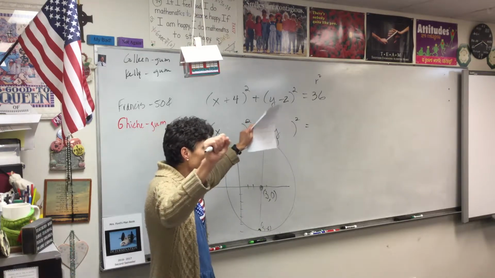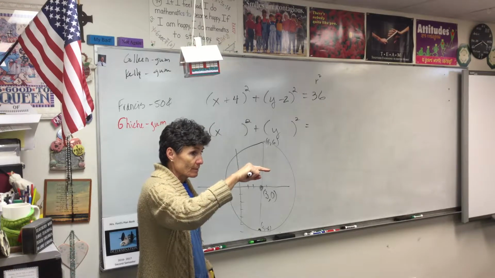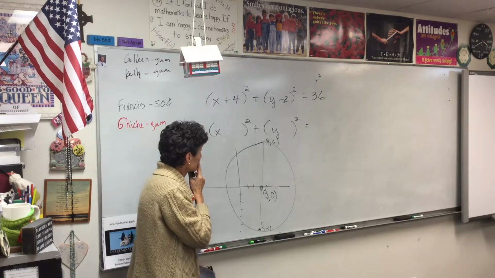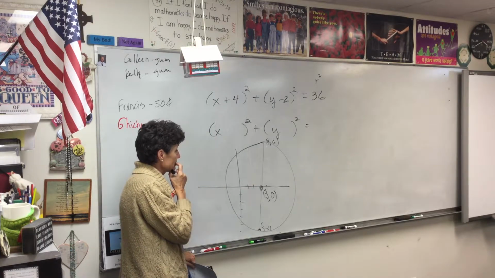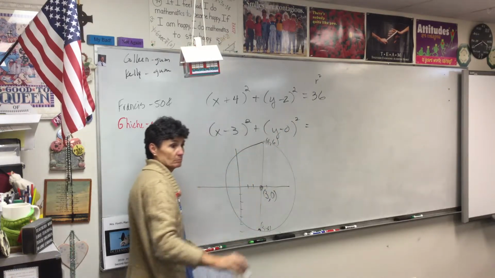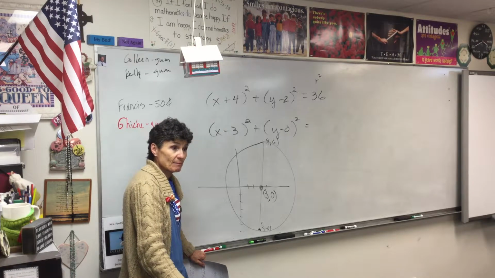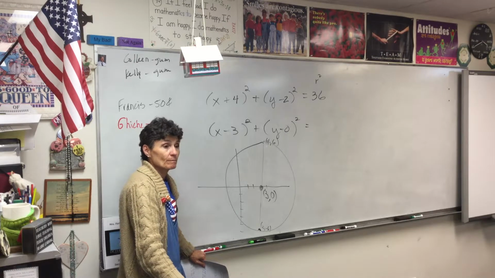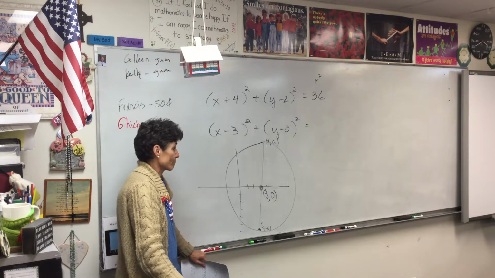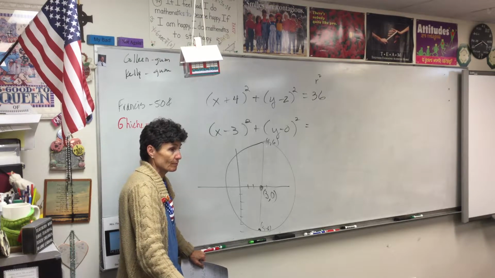You're going to have the endpoints of a diameter. You're going to have to be able to find the center. And the center is just going to be the midpoint. So, x minus 3, y minus 0. Averaged. Add the x's, divide by 2. Add the y's, divide by 2. That's how we do midpoint.